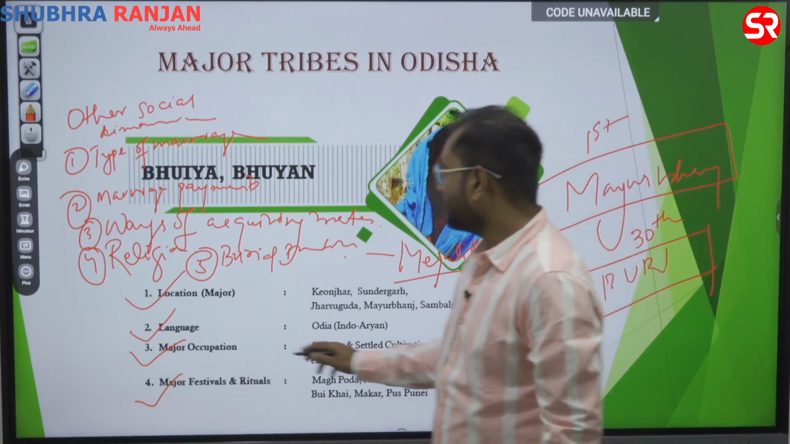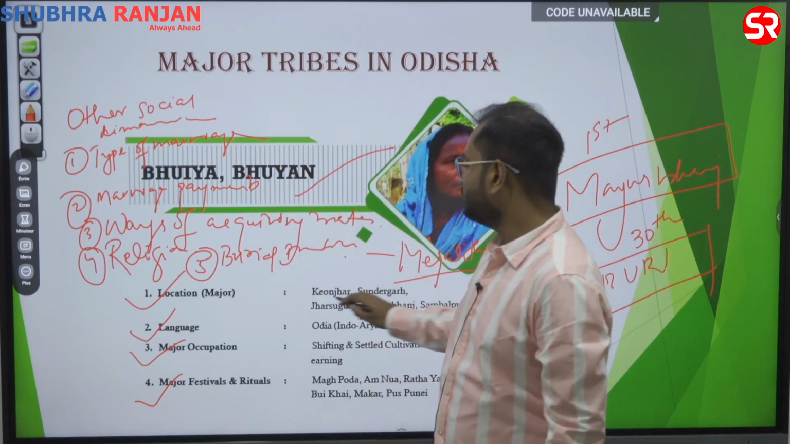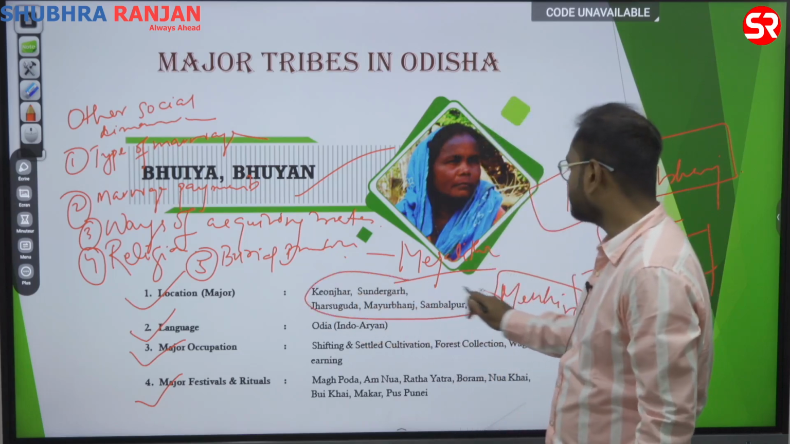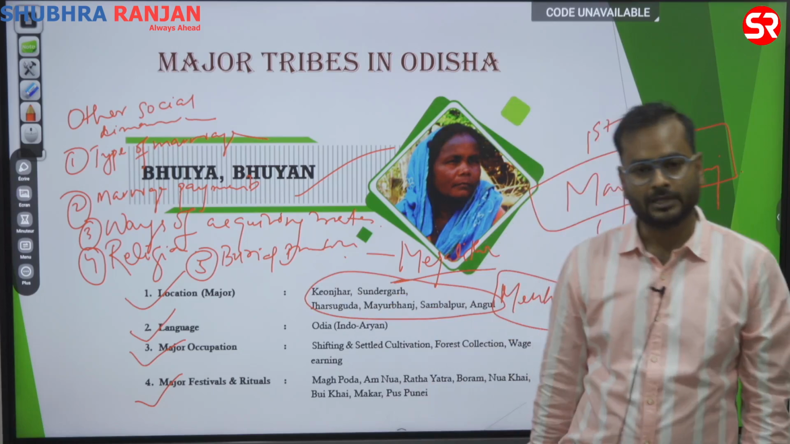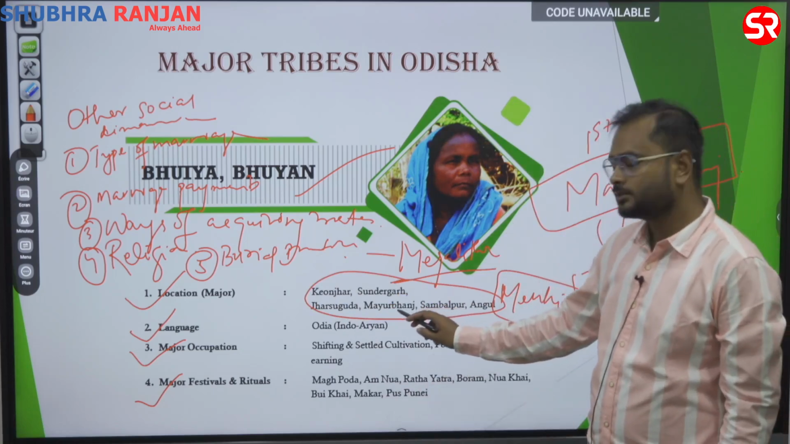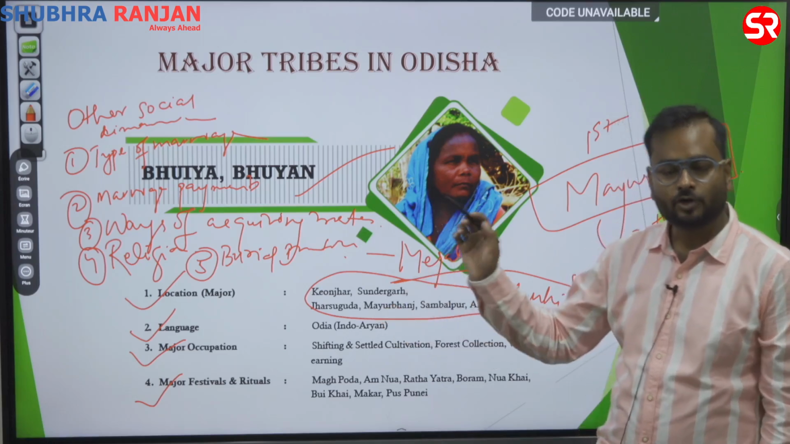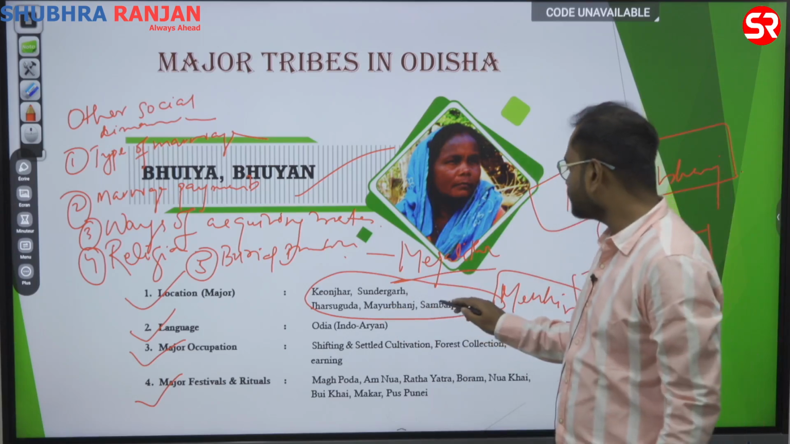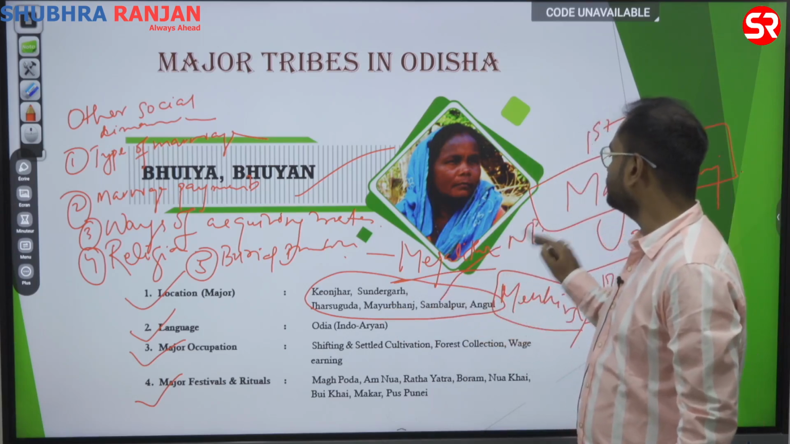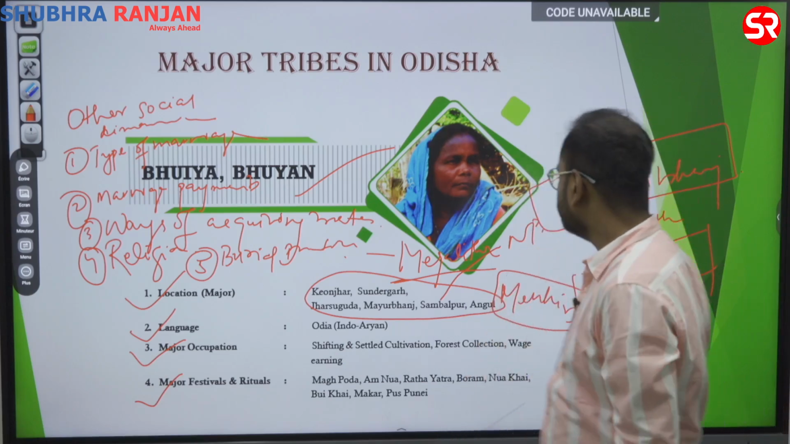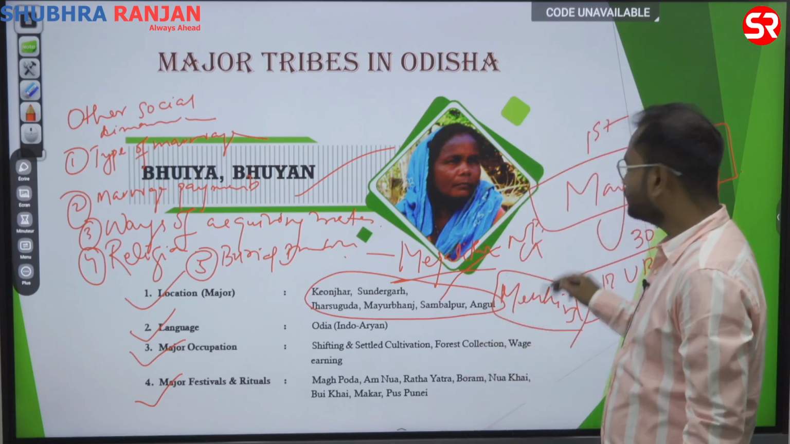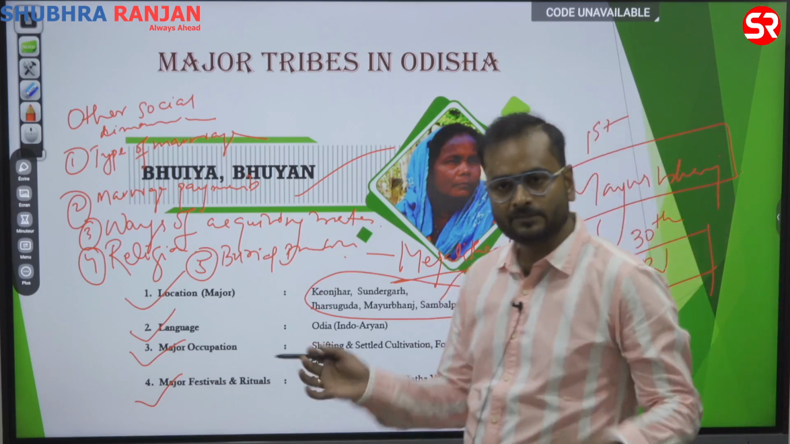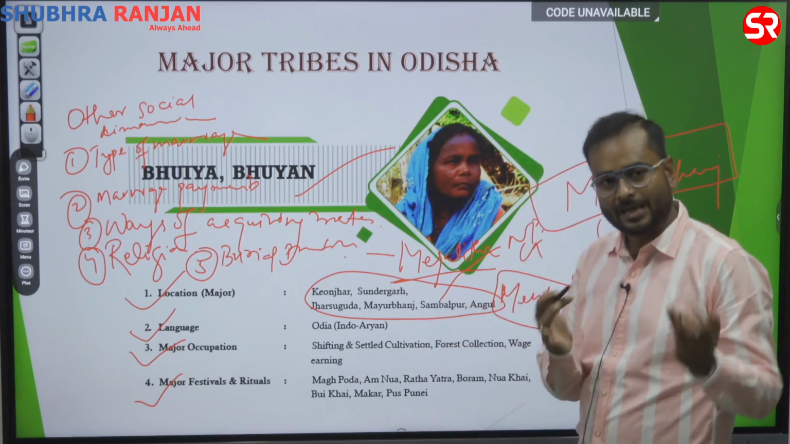Okay, when you talk about the Bhuiya tribe, their major location is what? Keonjhar, Sundargarh, Jharsuguda, Mayurbhanj, Sambalpur and Angul. When we talk about the geographical distribution, doesn't this form the northern plateau, or the central tableland also, a part of them? So this way you can interlink. Keep a map with you also.